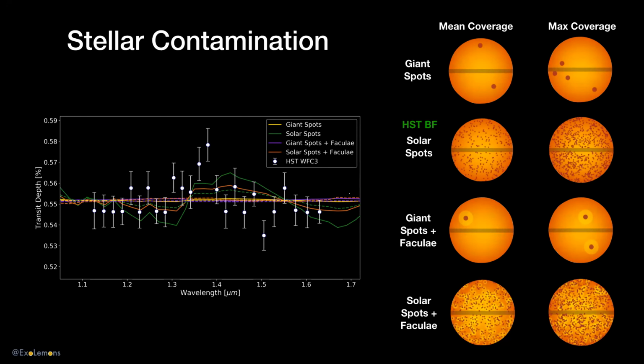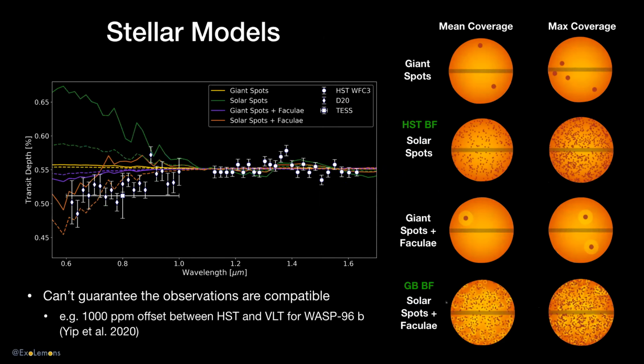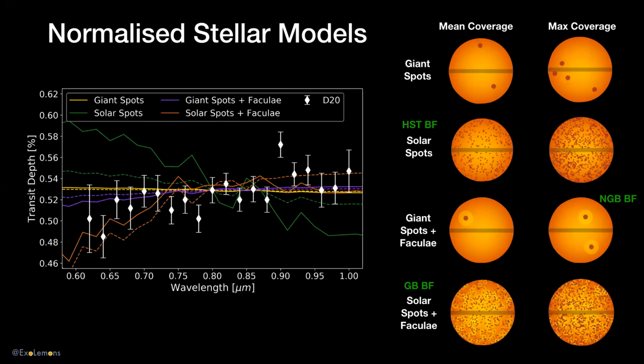But if we extend it to the visible, you get a lot larger features. Luckily, there was some data taken by Diamond Low et al., and there's also a test observation. In the visible, we found that the solar spots with faculae could be the best fit model, but potentially the observations aren't compatible. You can get offsets between different instruments due to different parameters, limb darkening coefficients, stellar variability and so on. So we wanted to check that that wasn't driving our best fit. We forgot about the HST data for a minute, focused on the ground-based data, and renormalized all these stellar models to it to see which was the best fit, and essentially found that the best fit model would change to the giant spots and faculae.